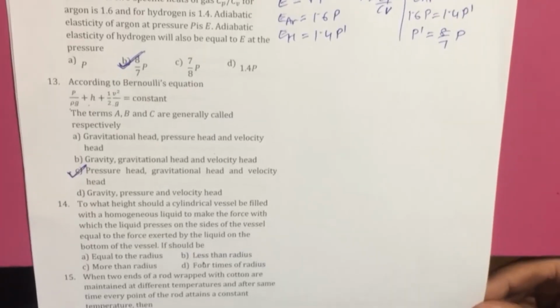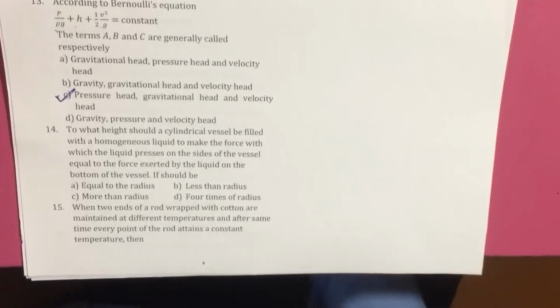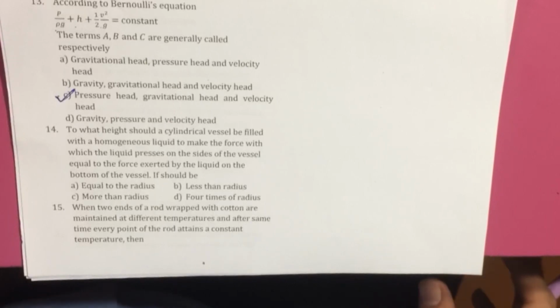Question 14. To what height should a cylindrical vessel be filled with a homogeneous liquid to make the force with which the liquid presses on the sides of the vessel equal to the force exerted by the liquid on the bottom of the vessel? Now here, let h be the desirable height of liquid in the cylinder for which the force on the bottom and sides of the vessel is equal.